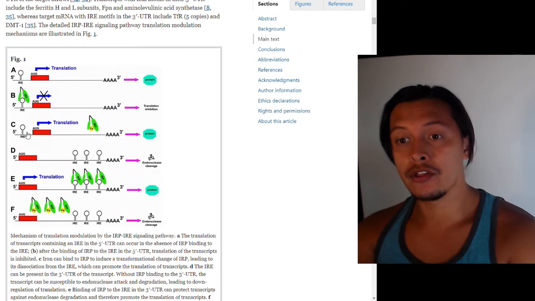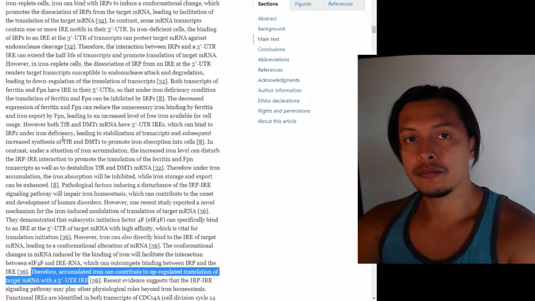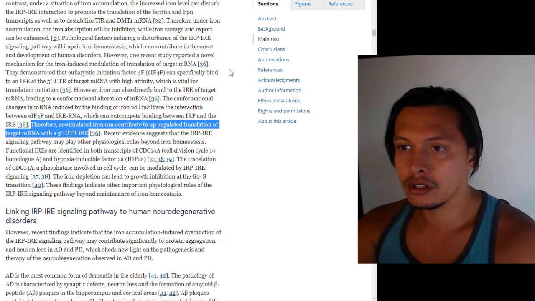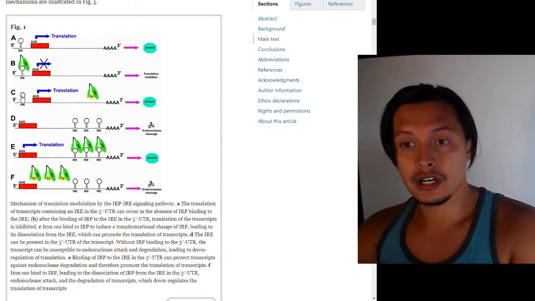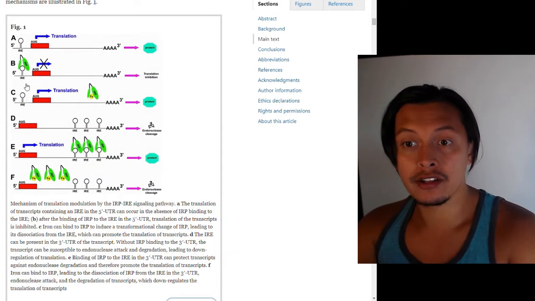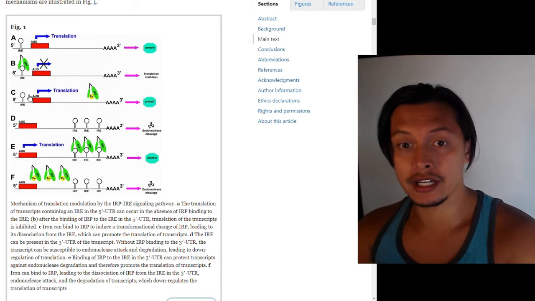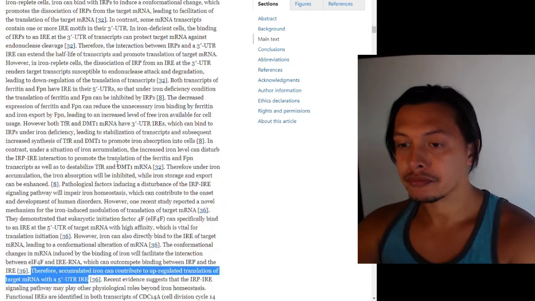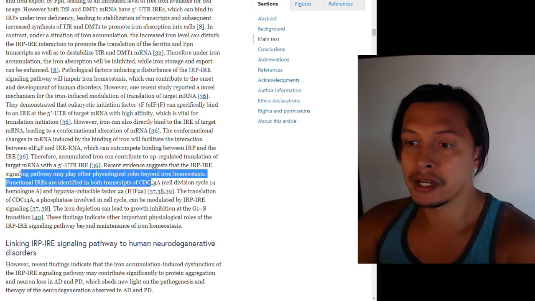Well, it appears as though there could be a secondary mechanism at increasing translation where you have the, wait, what's it called? The EIF4Fs. So if this EIF4F protein can actually also bind to the IRE, and in the presence of iron, you can get a lot of it binding together. But rather than suppressing translation, you're actually initiating or promoting translation. So yeah, that's very interesting. So recent evidence suggests that the IRP-IRE signaling pathway may play other physiological roles beyond iron homeostasis.